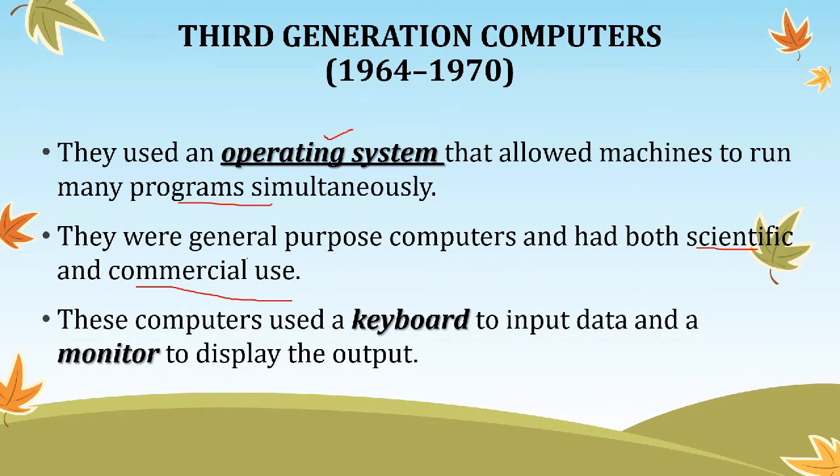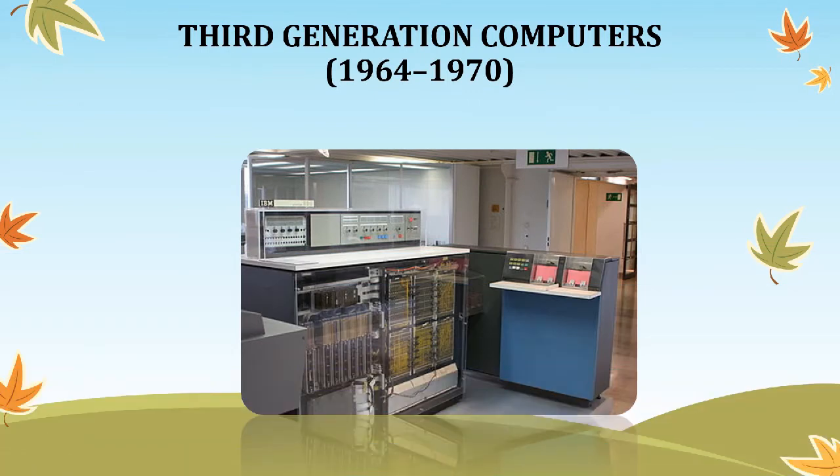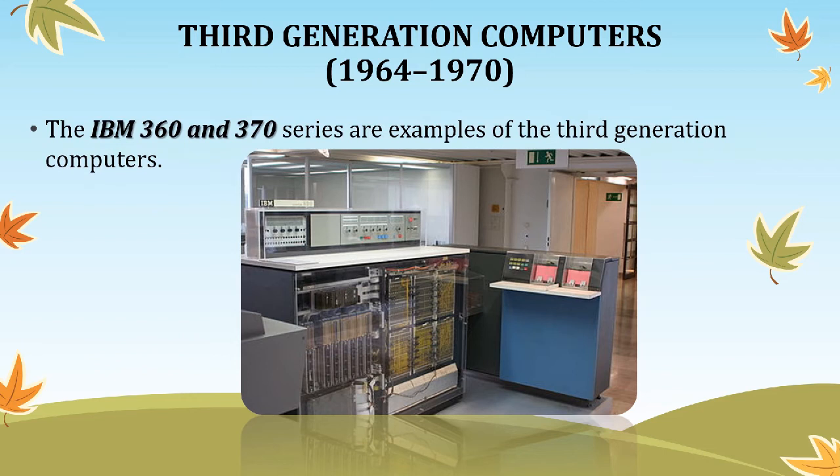And these computers used keyboard to input data and monitor to display the output. See, like modern computers, they have a keyboard and monitor. Keyboard is the input device for entering the data and monitor to display the result. See, this is an example of third generation computer, that is IBM 360 and 370 series. So this is IBM 360 370 series computer.